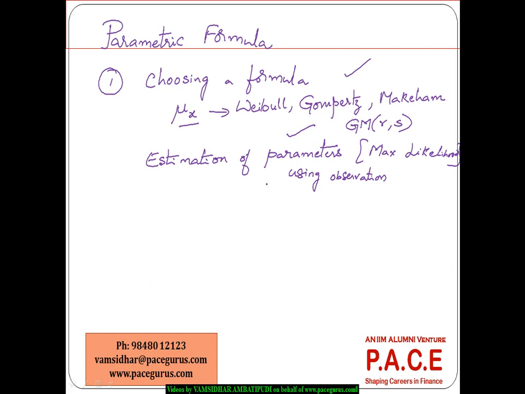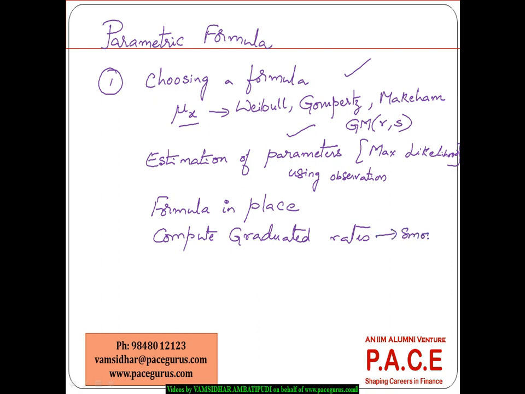I'm using either of them to finally estimate the parameters, and once the parameters are estimated, then the formula is in place. Once I know the parameters, we see that the formula is in place, and now I use that formula to compute the graduated rates. So I use that formula to compute the graduated rates, and this is obviously smooth because it goes with a formula across the ages.